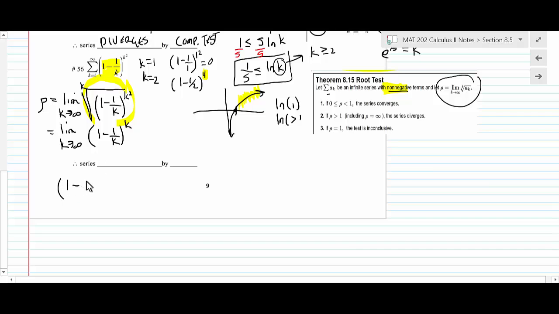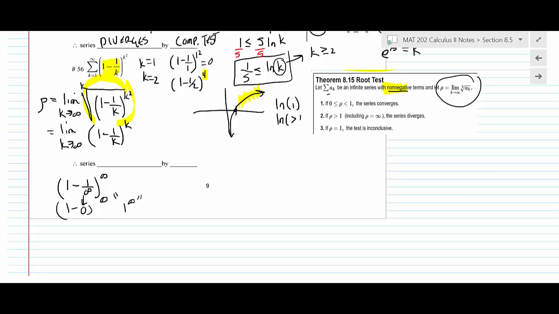You would have 1 minus 1 over infinity to the infinity power. Okay, that thing goes to 0, correct? So what do you really have? You have one of these indeterminate forms, right? So that means L'Hopital's Rule is what you need to do on this problem. Look for that and don't forget about L'Hopital's Rule.